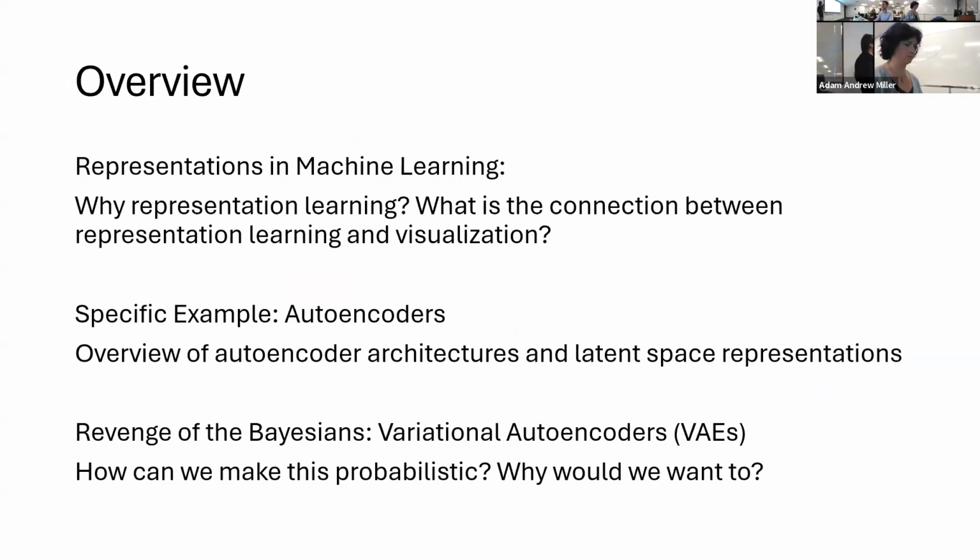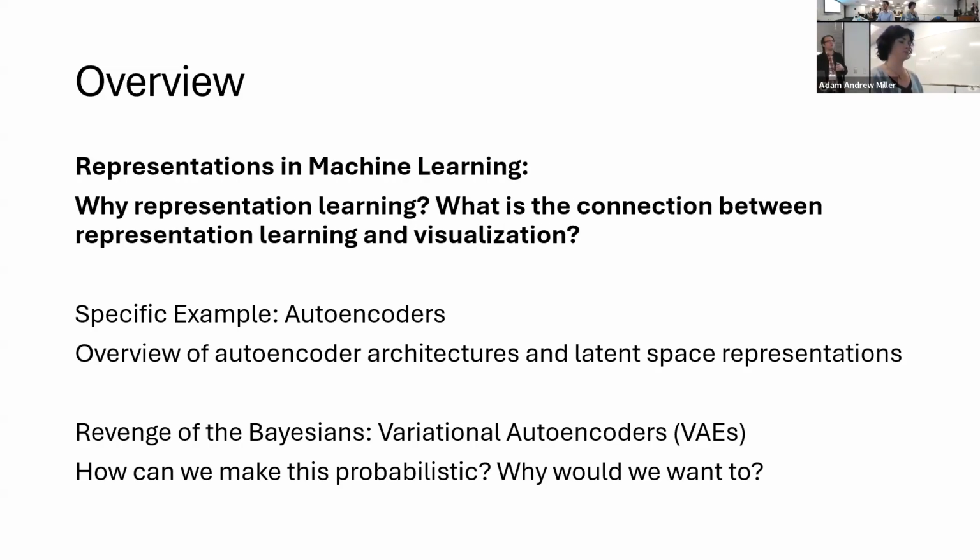Okay, so we're going to start with talking about what is a representation in machine learning. So what is representation learning? What is the connection between representation learning and data visualization? We'll go into a specific example, which is autoencoders. So I'll talk about autoencoder architectures and this jargon of a latent space representation. And then we'll transition into talking specifically about variational autoencoders, which are a probabilistic kind of generalization of an autoencoder. And that's what I'll have you working with, actually training a variational autoencoder on a large, well, not super large, but about 8,000 Hubble Space Telescope images.